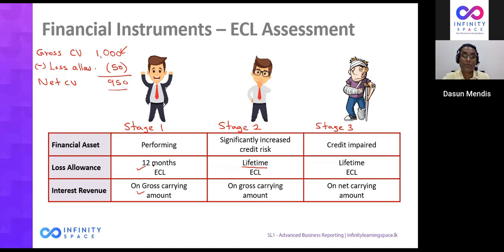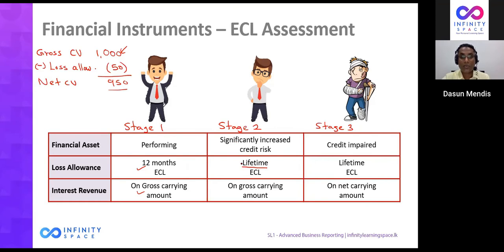In stage 1, you look at the loss events which can happen only during the 12 months from the reporting date. But here, if the financial asset has a lifetime of 5 years, you look at the entire lifetime. What are the loss events? Based on that, you make the loss allowance. So the loss allowance that you make under the lifetime expected credit loss model is what? Normally higher than the 12 months expected credit loss model.